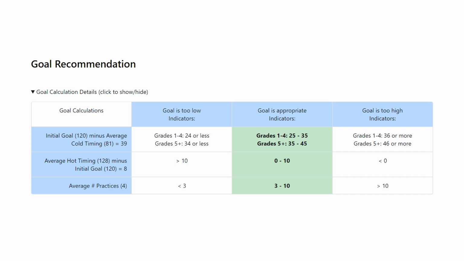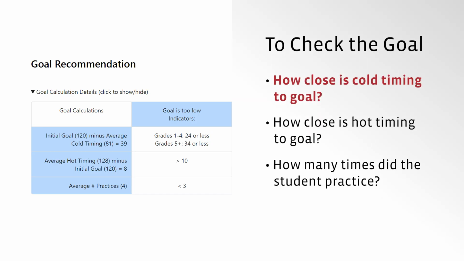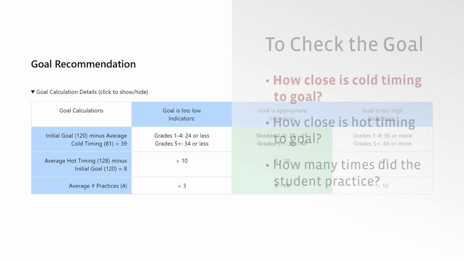For students in grades 1 through 4, the average cold timing should initially be about 30 words less than the goal. For students in grades 5 and above, the average should be about 40 words less than the goal. Our 6th grader's average cold timing is 39 less than his goal, so this data indicates that his goal may be appropriate.